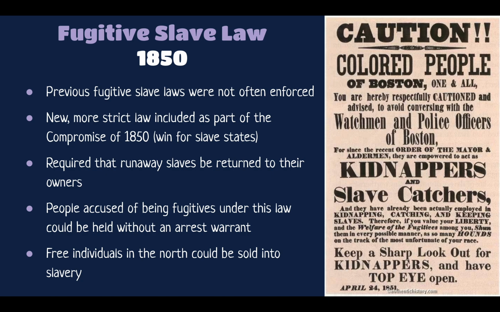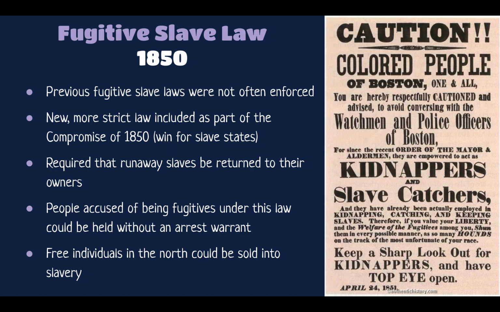So essentially, people who were accused of being runaways could be held, they could be arrested without a warrant, without any real documentation, and they could be sold into slavery. So those who had escaped slavery to the north along the Underground Railroad, they could be recaptured at any point and sold back into slavery.